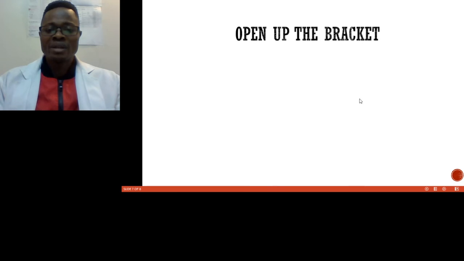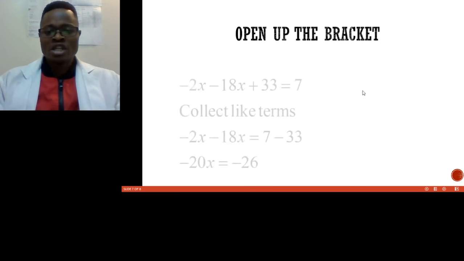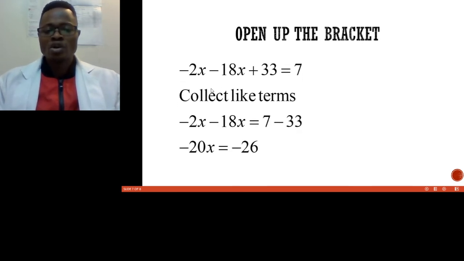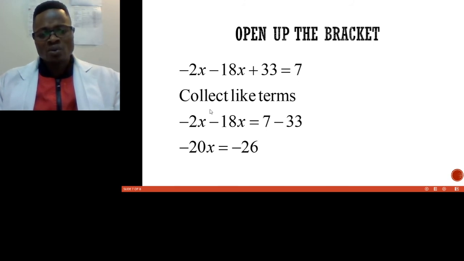And now from there, we open that bracket up. If you open the bracket, you will end up with negative 2x, negative 18x plus 13, which will give you 7. And at this point, when you visualize the values that you have, it is obvious you need to collect the like terms. And when you collect the like terms, you will end up with negative 2x, negative 18x equals 7 minus 13.